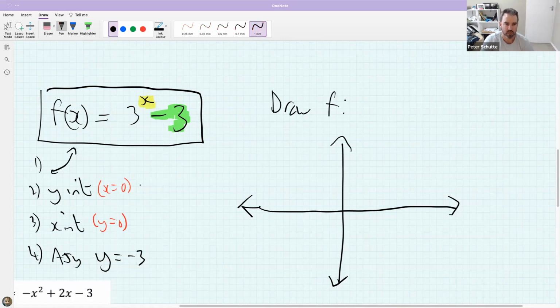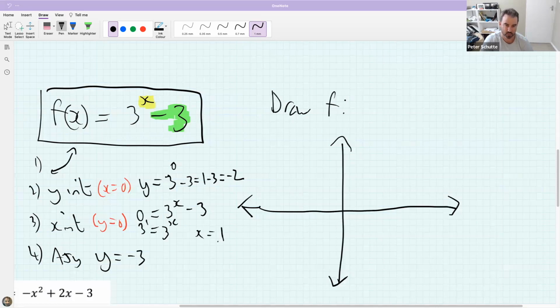So for this one, 3 to the 0 minus 3 is 1 minus 3, which is -2. And for the x-intercept, you need to solve that equation, which becomes that equation, and x would be 1. So your x-intercept would just be (1, 0), and your y-intercept would be (0, -2).